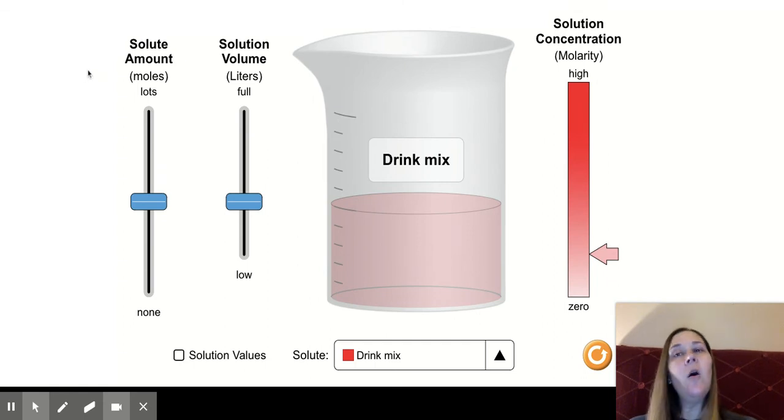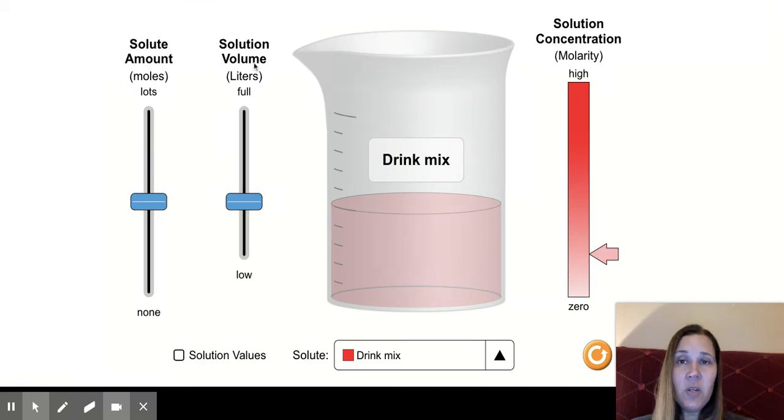Right now might not be a bad time to write in your notes that your solute is what is being dissolved. It is the substance being dissolved. If you think about Kool-Aid, you're dissolving sugar and Kool-Aid mix. Those are your solutes. Your solvent is what is doing the dissolving. In all the examples I'm going to show you today, it's water. Those are aqueous solutions, so it's going to be water.